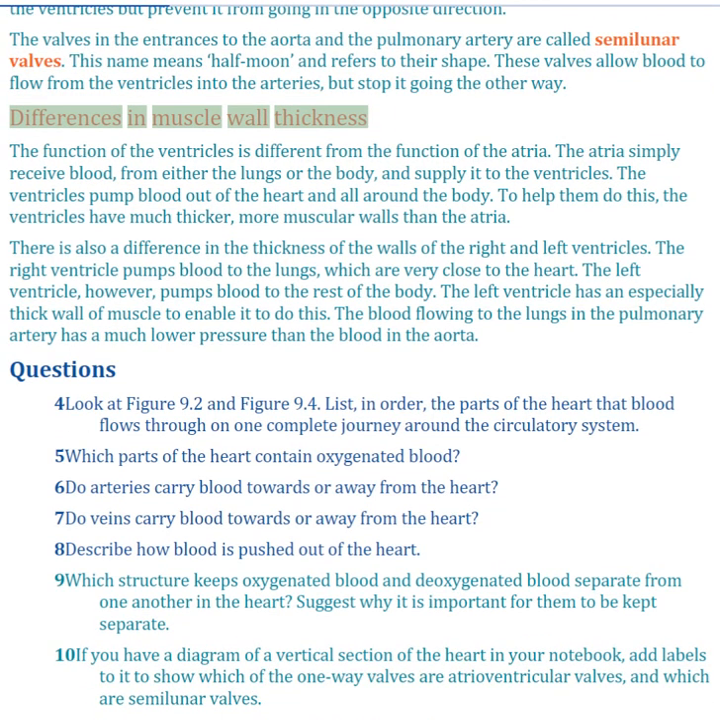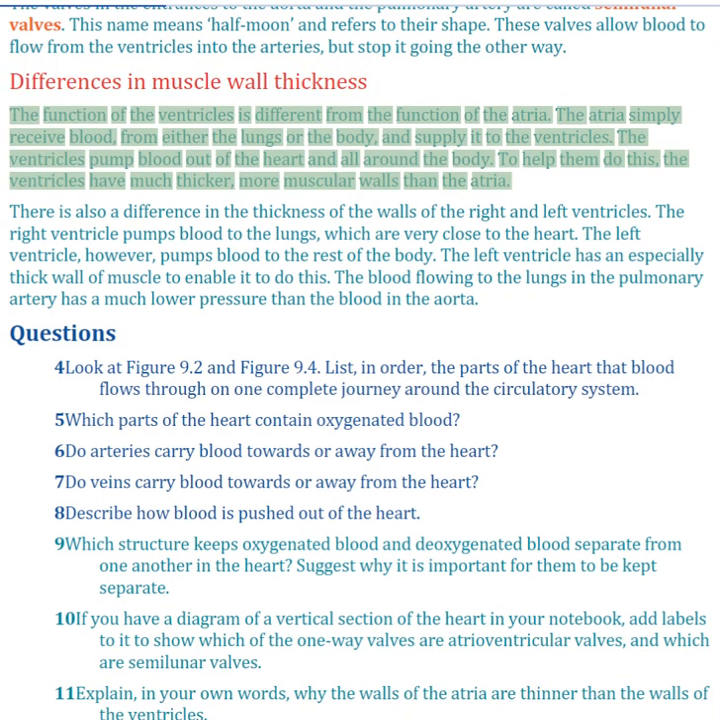Differences in muscle wall thickness. The function of the ventricles is different from the function of the atria. The atria simply receive blood from either the lungs or the body and supply it to the ventricles. The ventricles pump blood out of the heart and all around the body. To help them do this, the ventricles have much thicker, more muscular walls than the atria.